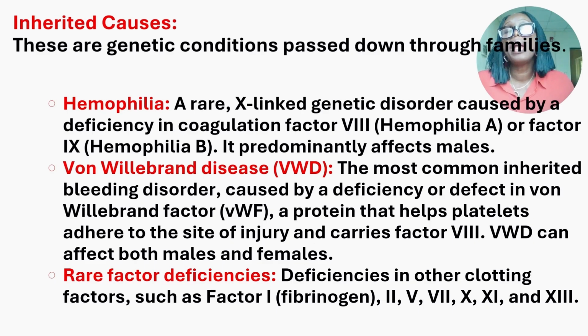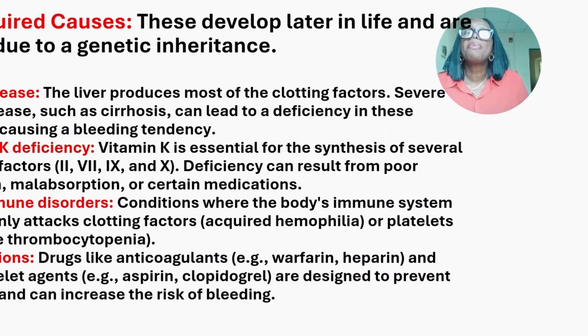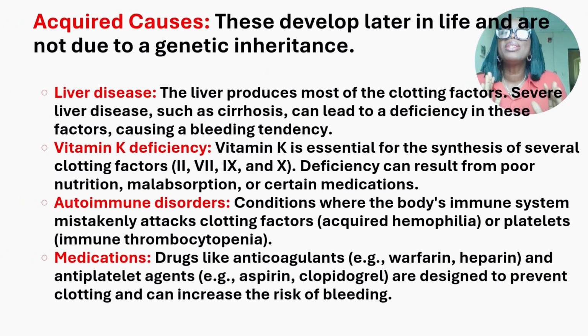And then we have rare factor deficiencies, where an individual, because of a genetic mutation, has deficiencies in other clotting factors such as factor 1, factor 2, factor 5, factor 7, factor 10, factor 11, and factor 13. Then we have some bleeding disorders that are acquired. These ones are not inherited. They were not there before.